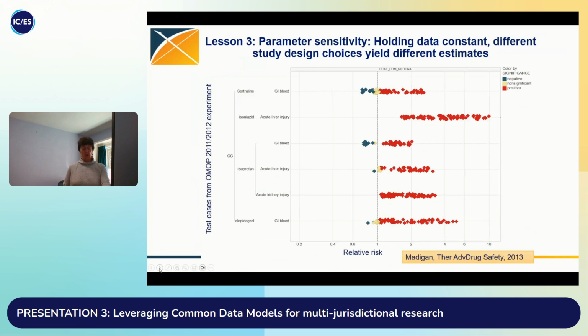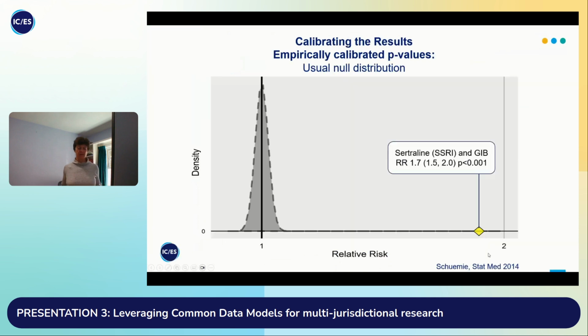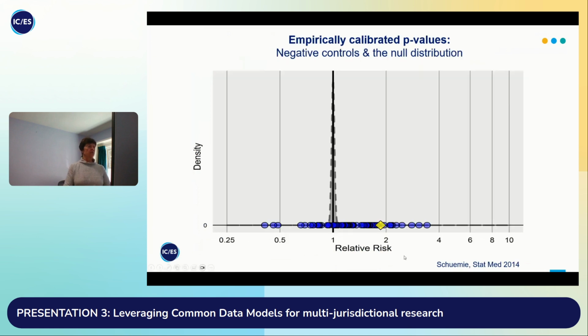So next slide. What they decided to do was, I thought, extremely clever. Being statisticians, they started to look at the problem of p-hacking. In other words, researchers publishing studies only when they were significant. So here is one of the study results from the last slide. Sertraline and GI bleed with a relative risk of 1.7, hugely significant when compared with the usual null distribution, which is a normal distribution. So they thought, okay, next slide, let's look at all of the negative controls.